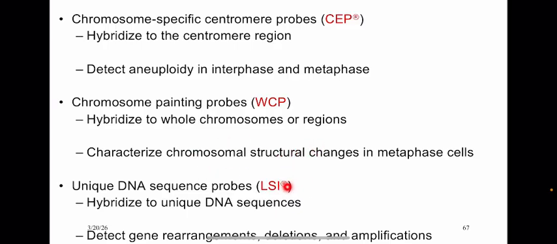We also have LSIs, locus specific identifiers. Those are more specific. Based on what you are interested in, we design that probe to bind to our locus. Upon binding, we use that probe to detect whether there's been any form of rearrangement, deletions, or amplifications. So these are the types of FISH probes we have: tel, SEP, WCP, and LSI.